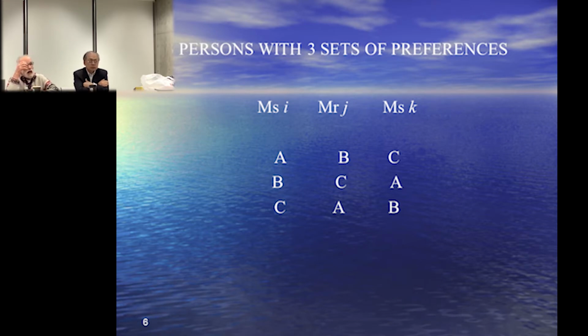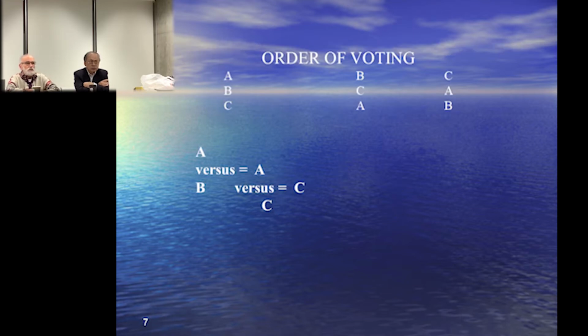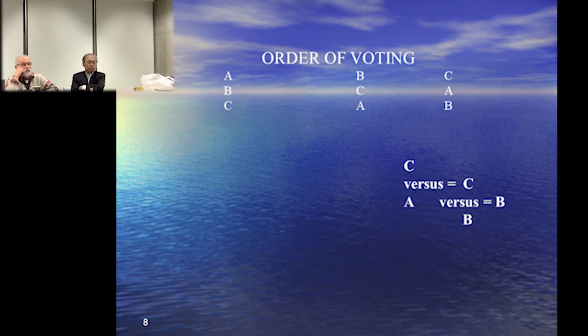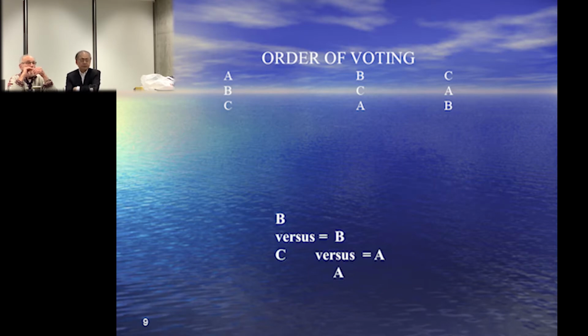So let us have a look at their preferences. Ms. I: first preference A, second preference B, third preference C. Mr. J: B, C, A. And Ms. K: C, A, B. All very simple stuff. If you take majority voting, then because we have three options, we'll have to have two votes. If we start with A versus B, the one on the left and the one on the right both prefer A to B, and only the one in the middle prefers B to A, so A wins versus B. And then A versus C, well, the two people on the right both prefer C to A, so the answer is C.